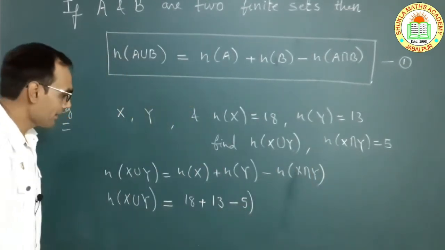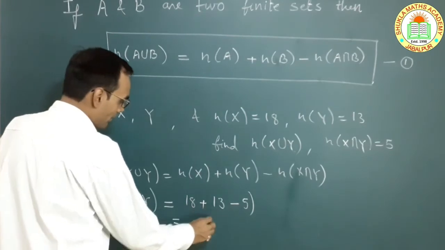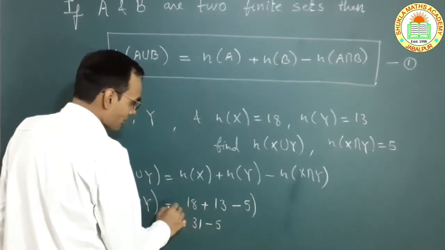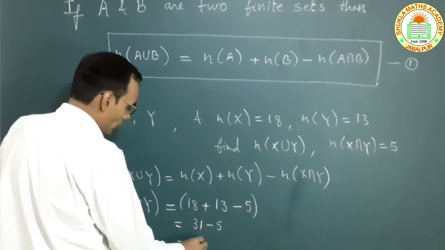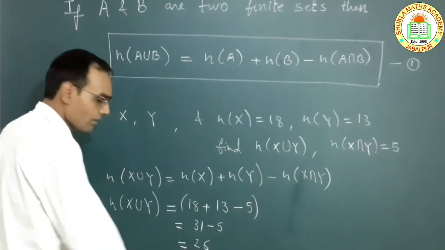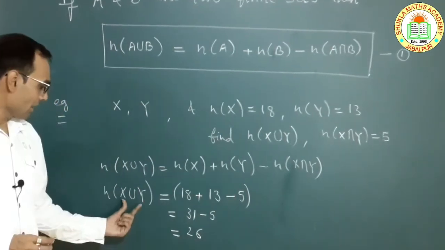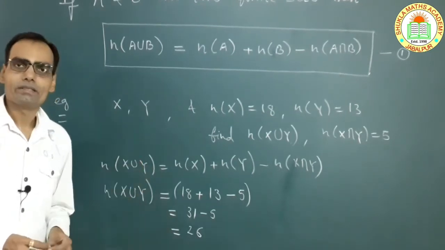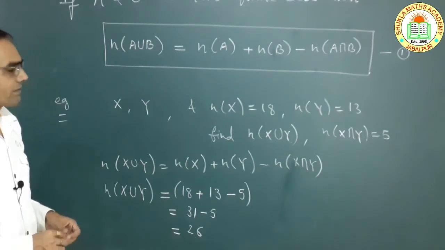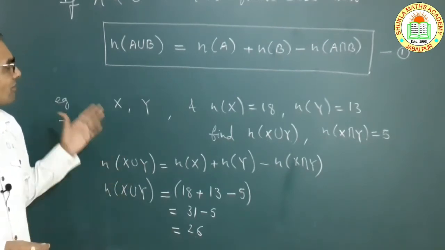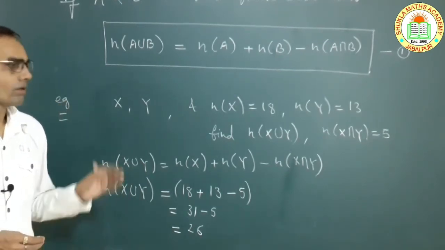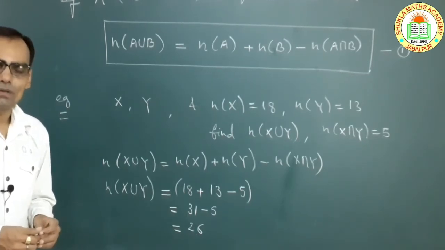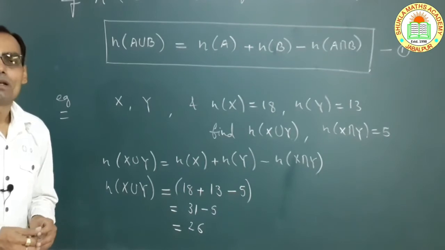On adding 18 plus 13 we get 31, minus 5. So it becomes 26. So we can say that the number of elements in x union y is 26. That is the first example based on the elements of a set formula, and after that we will take some various problems based on the CBSE exercise.